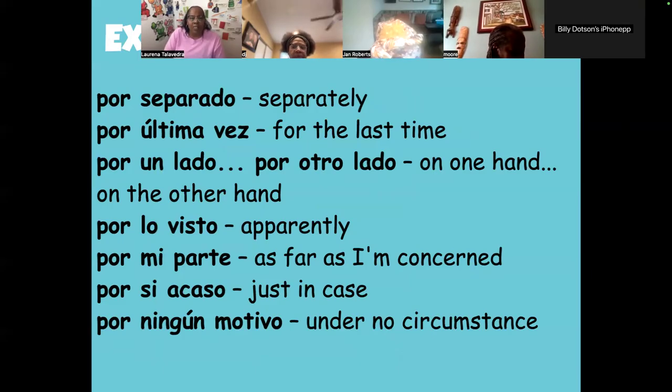Por separado, separately. Ellos pagaron la cuenta. They paid the bill por separado.